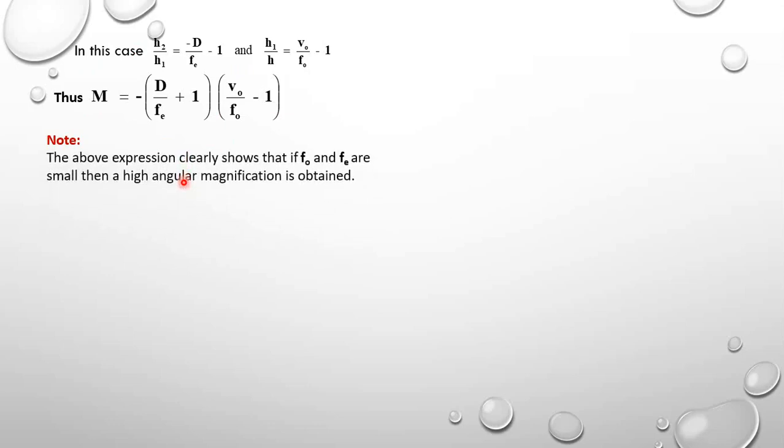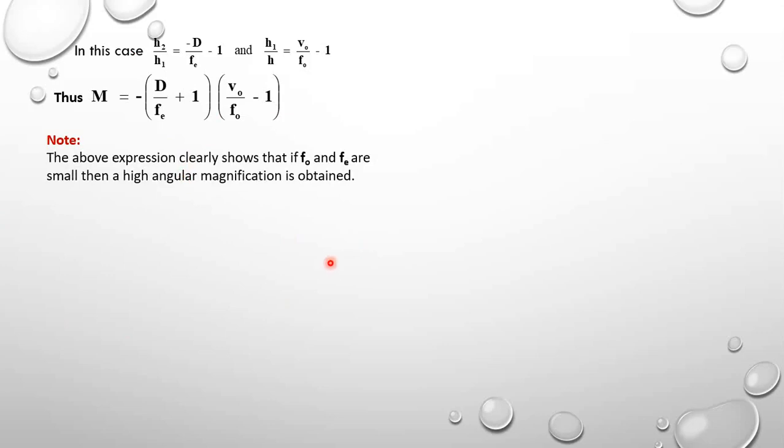Let's make a note here that it can be clearly seen when you look at this and that, that if fe and f naught are small, then the angular magnification is going to be bigger. From this expression, you can see that when fe and f naught are small, then higher angular magnification will be obtained.